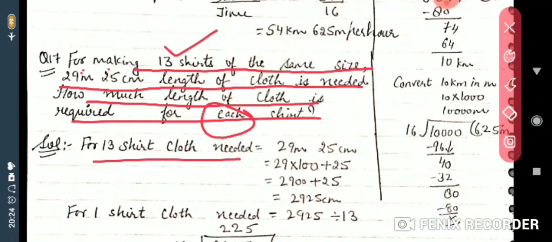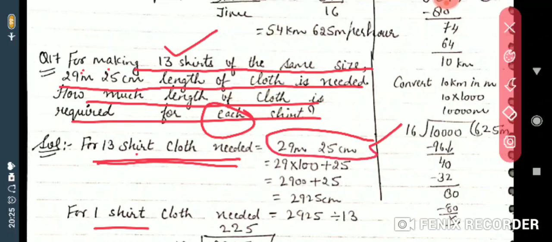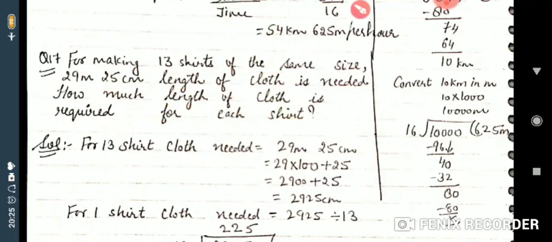So when more is given and you have to find less, what do you have to do? You have to divide. So for 13 shirts the cloth needed is 29 meter and 25 centimeter. So you will convert this into centimeter. 1 meter equals 100 centimeter, so you will multiply it by 100. You will get 2900 and then you will add this 25 and you will get 2925 centimeter.